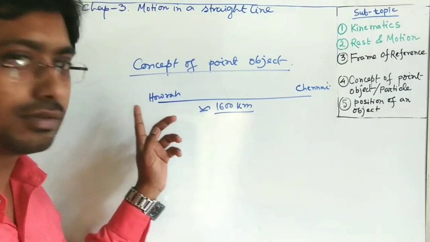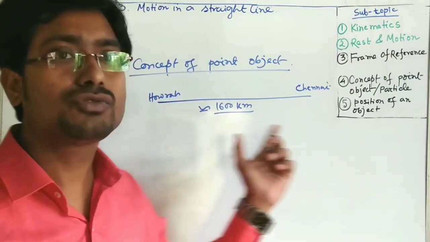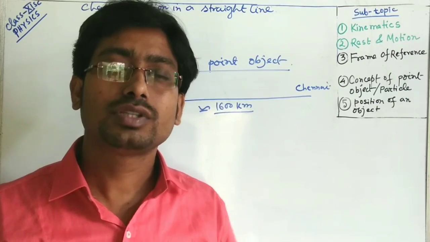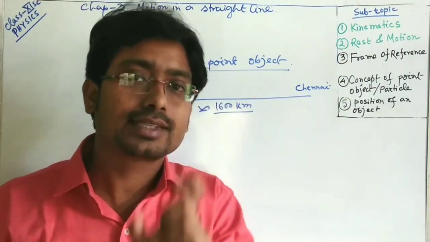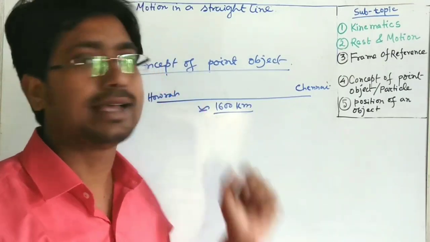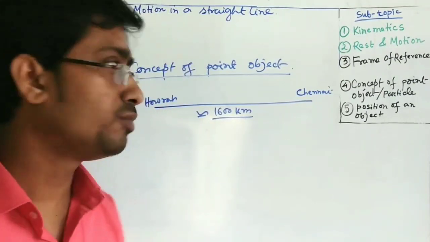So with respect to the train, the distance we cover is longer. With respect to the longer distance, the length of the train is very small. In this case, we can consider the train as a point object. So what is a point object?